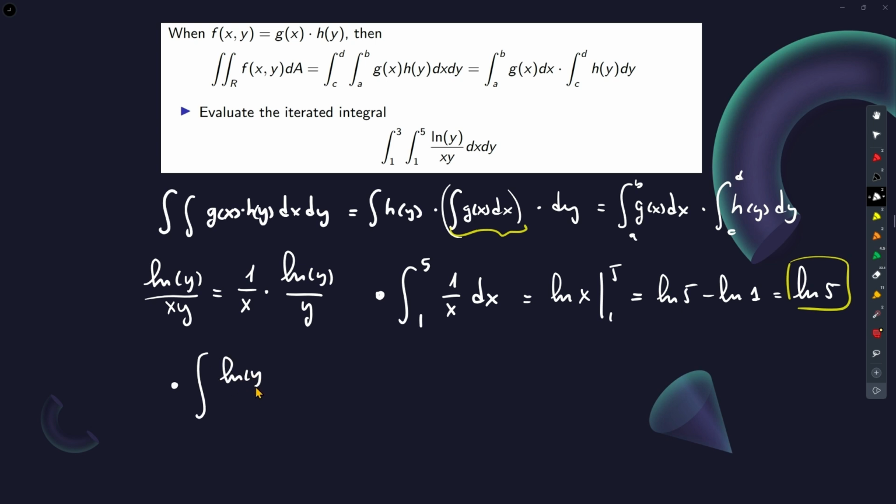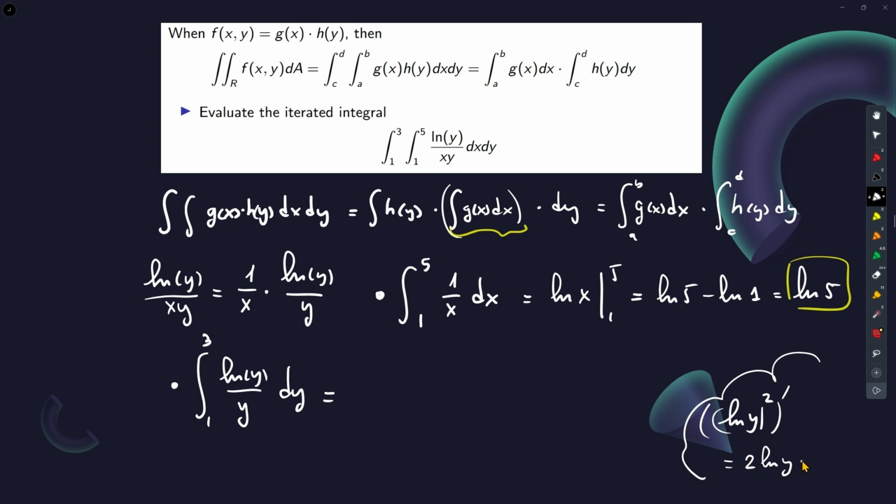So ln y divided by y dy, and those bounds are from 1 to 3. And this is, well, ln y over y, let's try to figure out what that integral is. What happens if I do ln y squared and I take the derivative? The derivative would be 2 ln y times the derivative of ln y, which is 1 over y. So this integral is ln of y squared divided by 2.